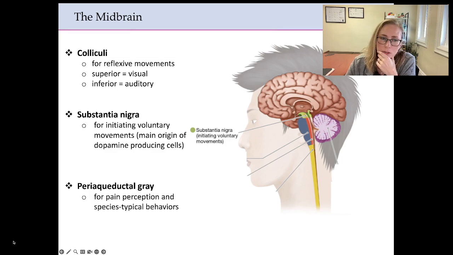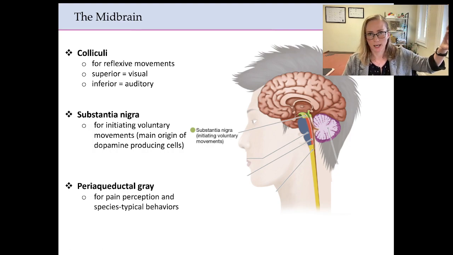The second one, we encountered this when we did our neurotransmitters, substantia nigra in the midbrain. So this is our main production site for dopamine. There's another one that we'll encounter again later, the ventral tegmental area. So 2 main areas for dopamine. Substantia nigra makes dopamine and projects it to basal ganglia so that we can initiate and control motor movements.